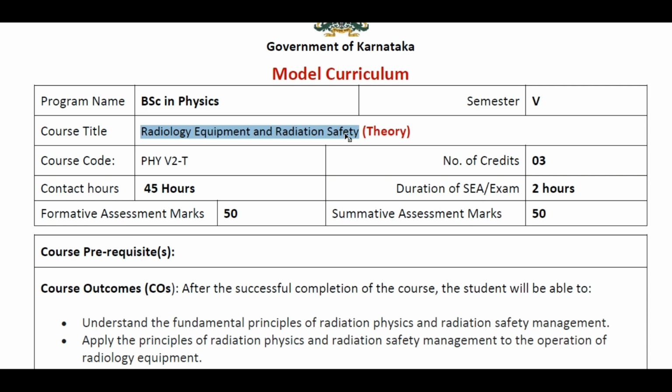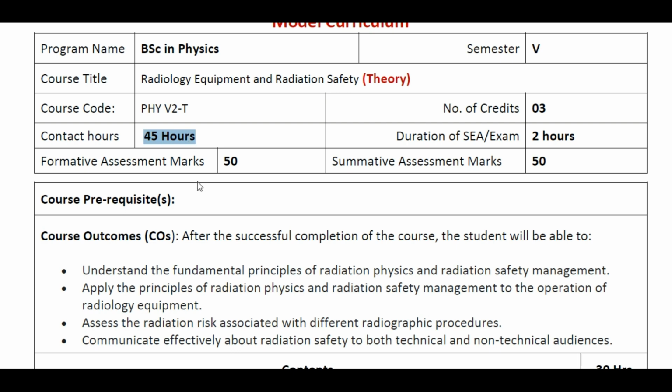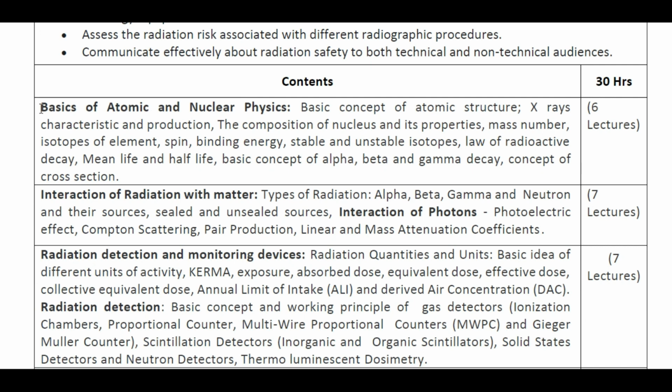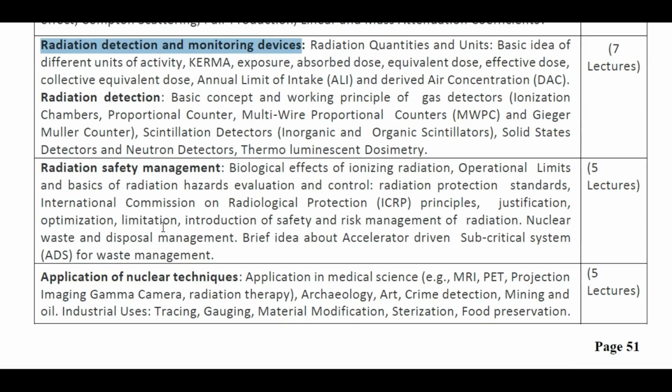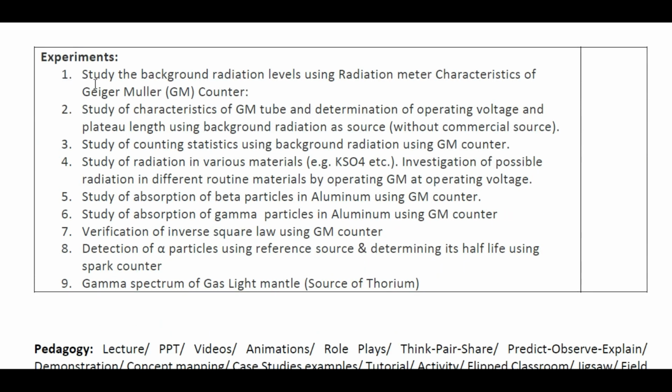This is 50 marks for formative, 50 marks for summative assessment. It is a 3 credit paper, with 45 contact hours. And these are the contents for this paper: basics of atomic and nuclear physics, interaction of radiations with matter, radiation detection and monitoring devices, radiation safety management, and application of nuclear techniques. These are the experiments we can do in this paper.